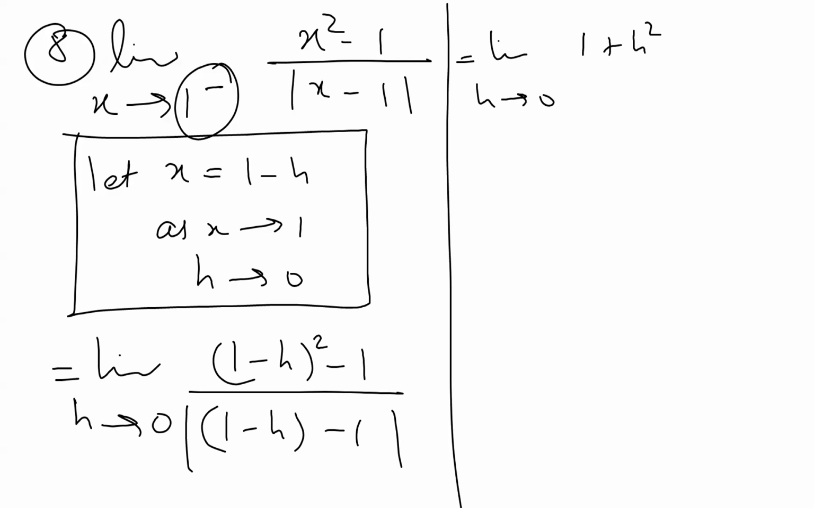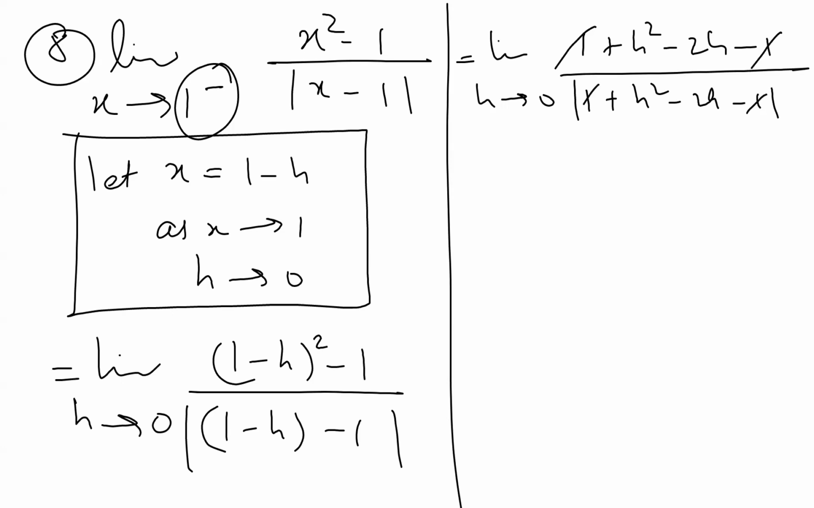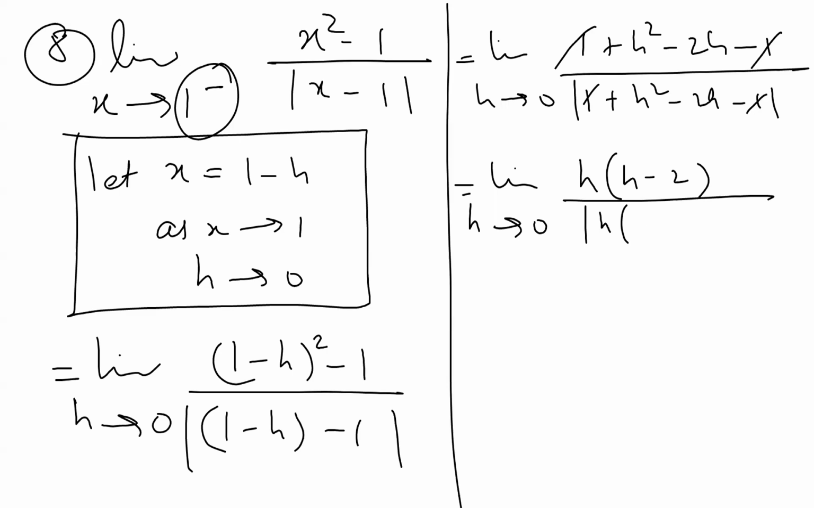1 plus h square minus 2h minus 1, and modulus of 1 plus h square minus 2h minus 1. So 1 is getting cancelled. 1 and 1 is getting cancelled over here. So limit h approaching towards 0, take h common, h into h minus 2. Down also I'll take h into h minus 2.